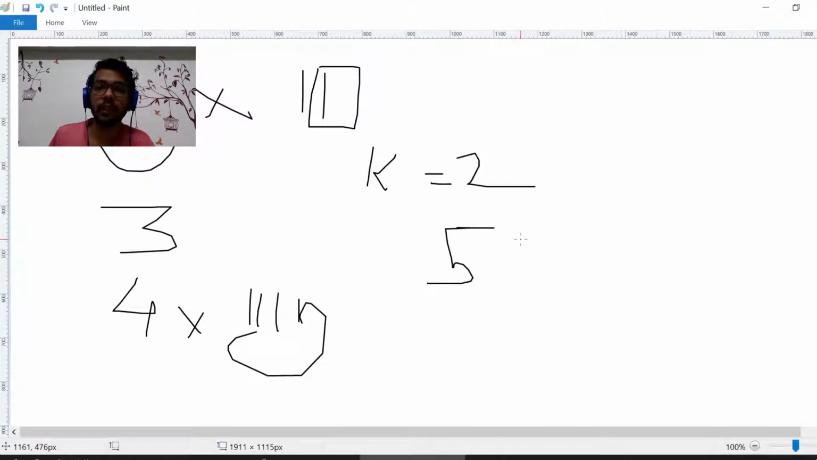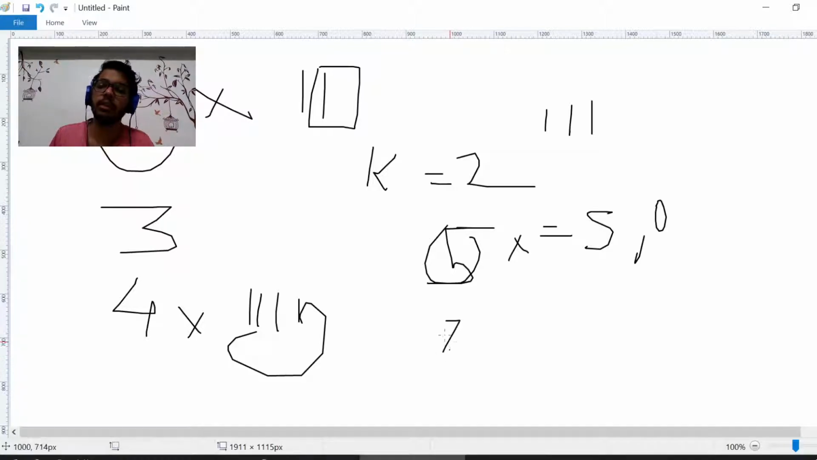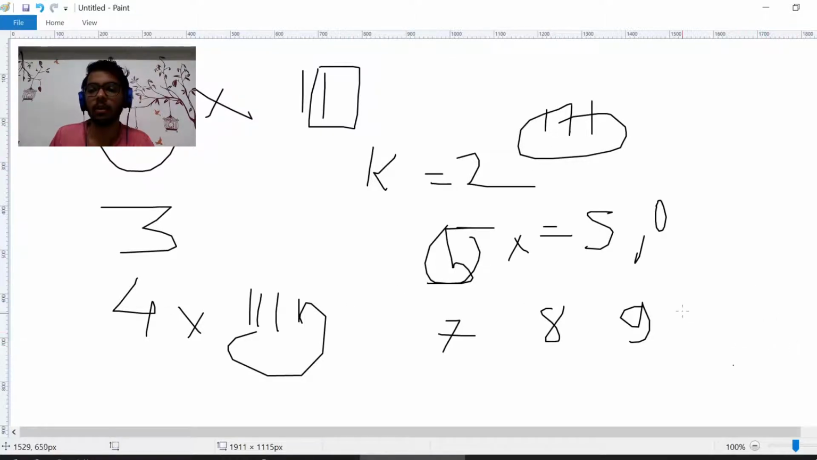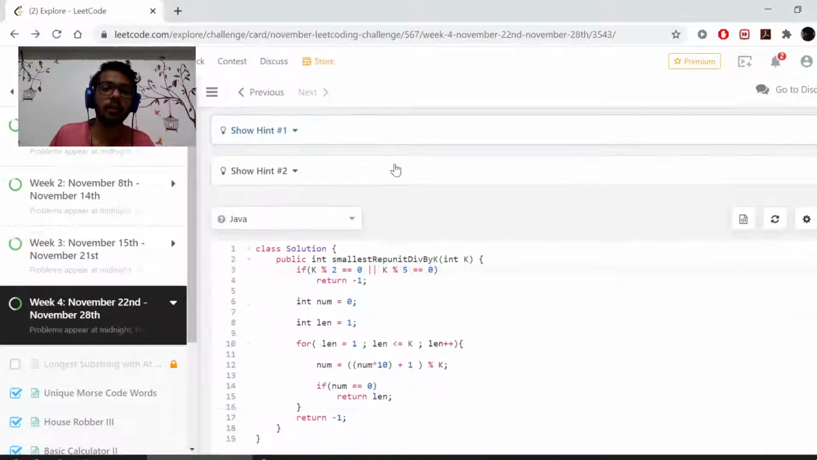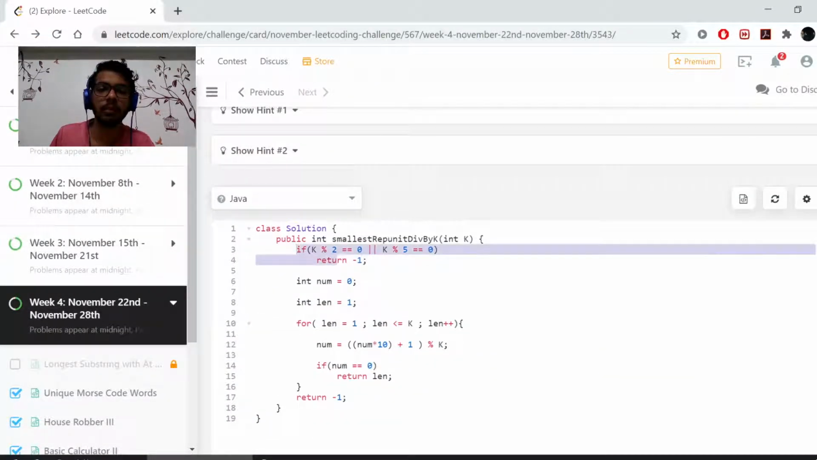Let's check for 5. What happens with 5 is that 5 multiplied by any number will end in 5 or 0, and since this number won't end with a 5 or a 0, 5 would never be able to do this. 6 is an even number, so we don't need to worry about it. Let's find out for 7 if it can or not. 8 is also even. 9 can divide the same number, 111111111, same as 3. And 10 is an even number and a multiple of 5, so we don't need to worry about this.